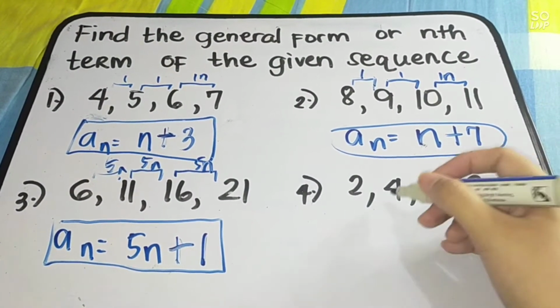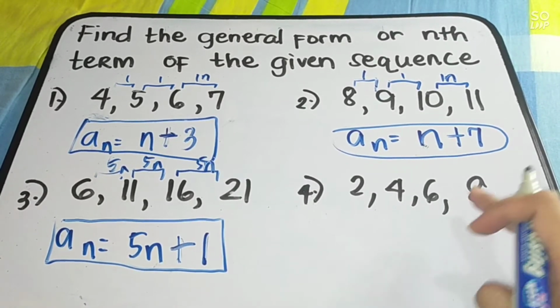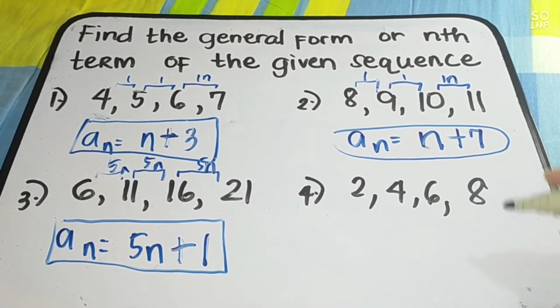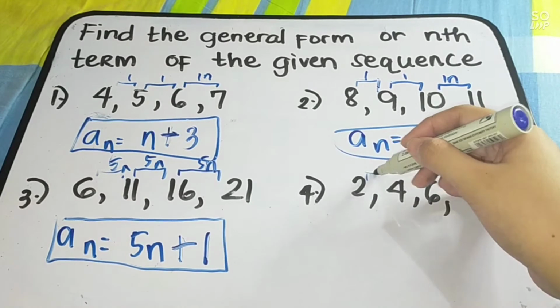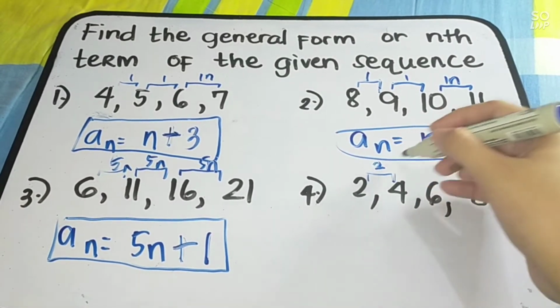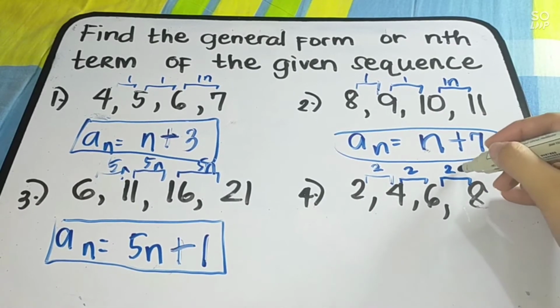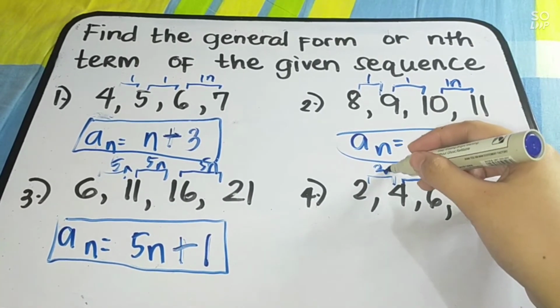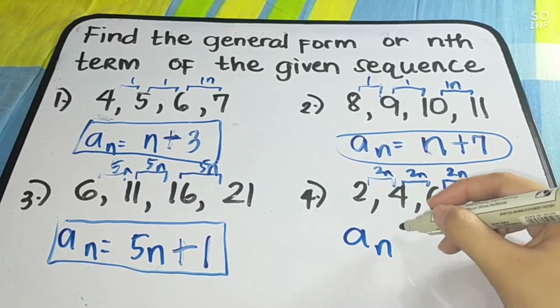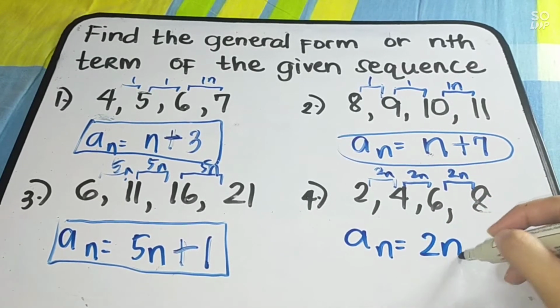Now, let's move with this one. 2, 4, 6, and 8. Let us have the difference, or what is the pattern? This one, add plus 2. This one, add plus 2. And then this one is add plus 2. So, we have here 2n. So, you have here a sub n is equal to 2n.